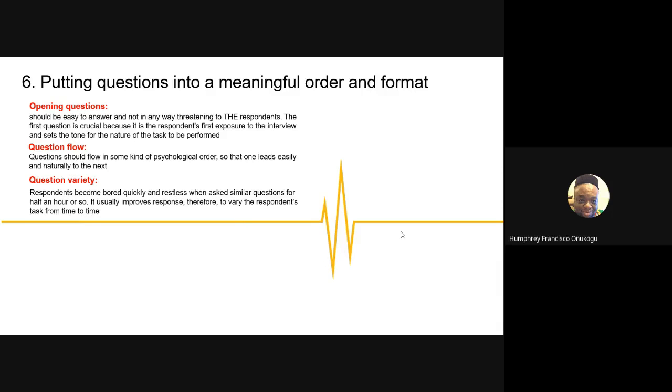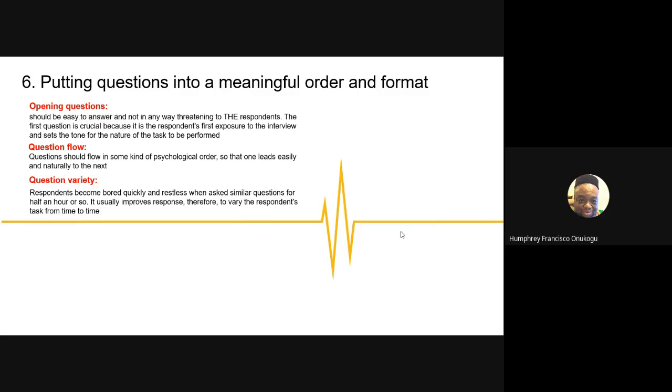Opening questions should be easy to answer and not in any way threatening, because nobody responds well to threatening conditions. The first question is crucial because it is the respondent's first exposure to the interview, and it sets the tone for the nature of the task to be performed. The question flow. Questions should flow in some kind of psychological order so that one leads easily and naturally to the other. Question variety. Respondents become bored quickly and restless when asked similar questions for half an hour or so. It usually improves response, therefore, to vary the respondent's task from time to time.